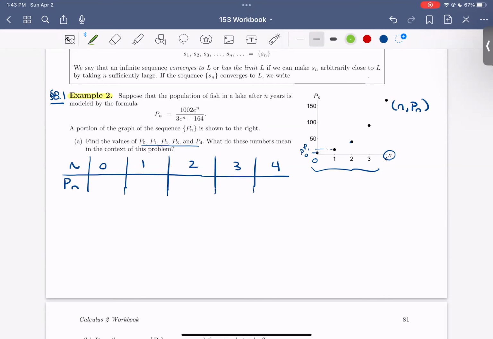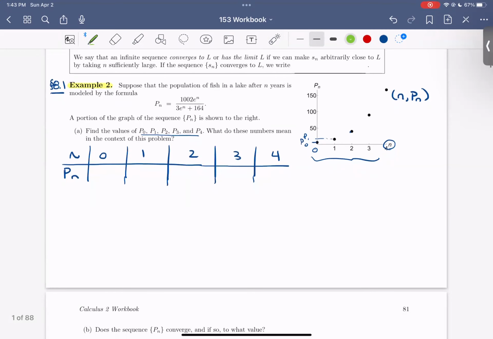Let's just do a couple together, and then I'll have you finish the rest. First, P sub 0. We're just going to plug in 0 wherever we see n in that formula for P sub n. That looks like 1002 e to the 0 over 3 e to the 0 plus 164. That becomes 1002 over 3 times 1 plus 164, which we can put in our calculator, and we get 6. So in year 0, we'd have 6 fish.